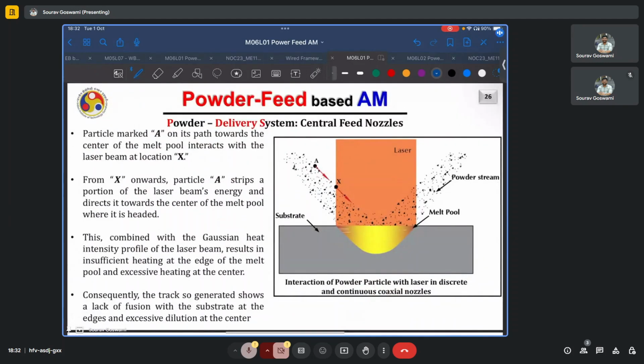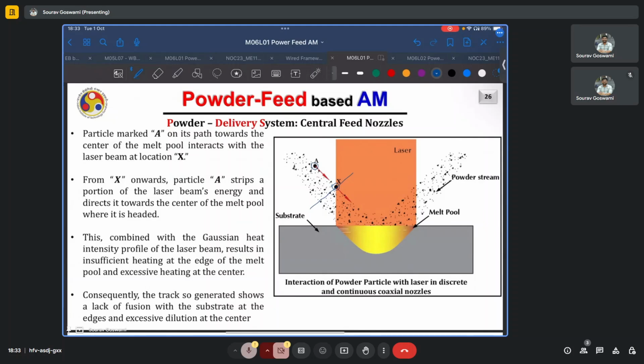There are also energy-based considerations, such as for this case shown here. This powder particle A, which is coming from one periphery of the powder jet, will be among the first of its lane to encounter the laser beam, and then as it travels through the laser beam, it will continue to absorb some amount of energy, and eventually it will go into the melt pool and get deposited.